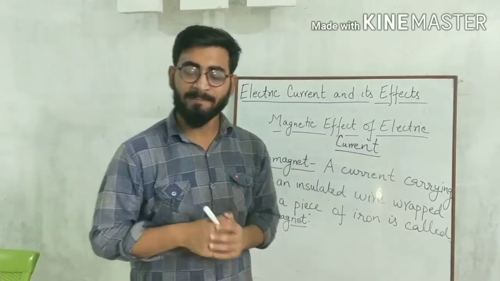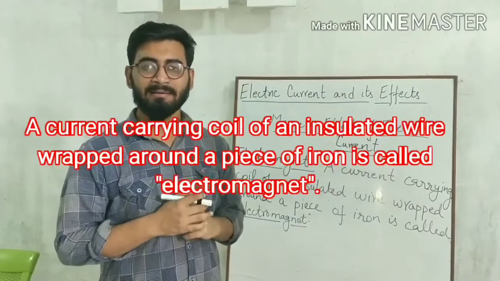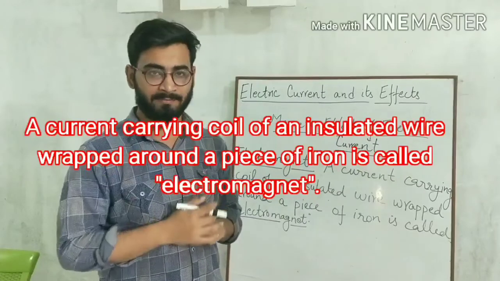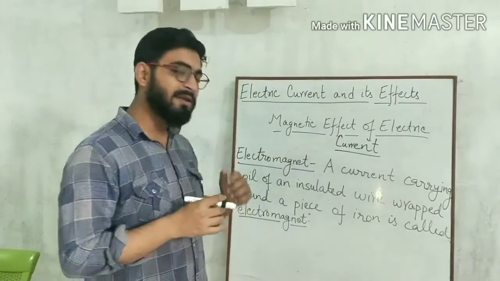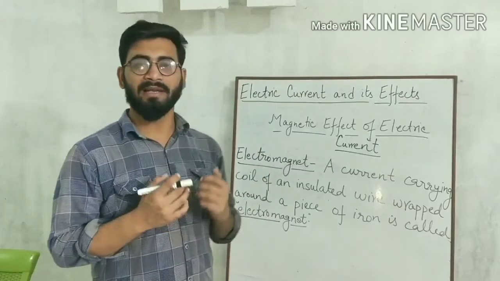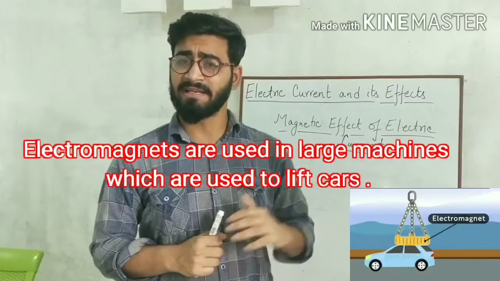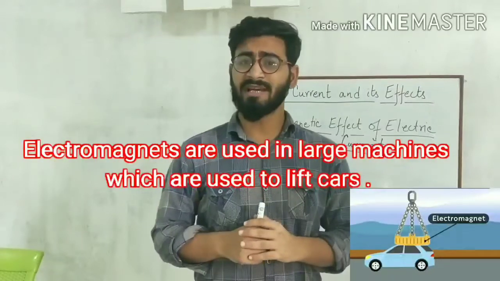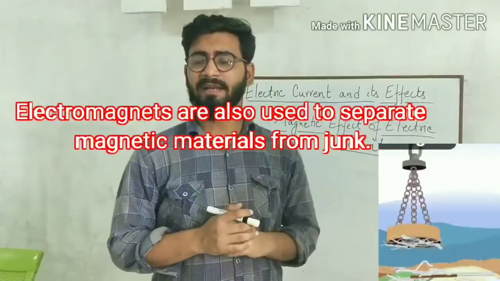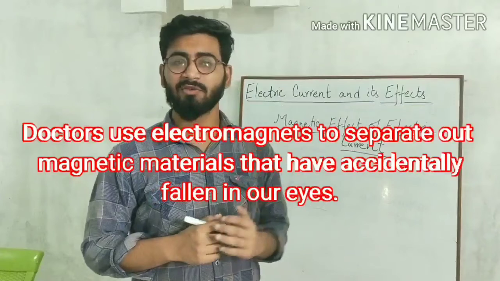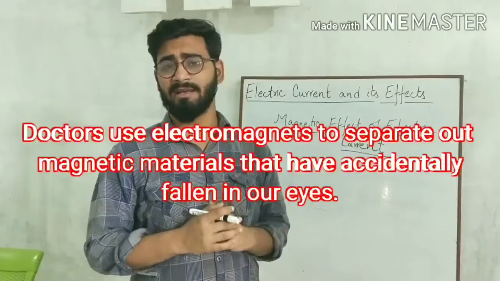So what is an electromagnet? A current carrying coil of an insulated wire wrapped around a piece of iron is called an electromagnet. Understood? Electromagnet is used in many devices, like in large machines which are used to lift cars. Electromagnet is also used to separate magnetic material from junk. Doctors also use electromagnets to separate out magnetic materials that have accidentally fallen in our eyes.